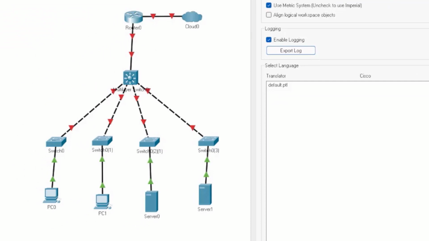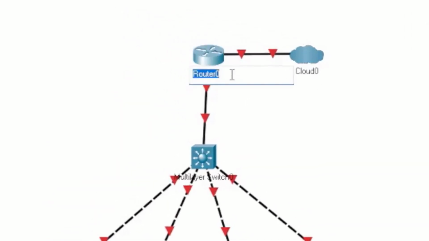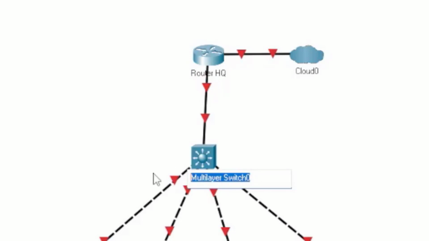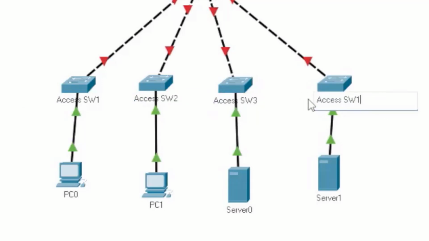Once you have it there, you can actually edit the name. Let's say this one, router 0. Let's say you put something like router HQ. Just double click on the name. This switch 1 will be access switch 1, then switch 2, switch 3, and switch 4. You can put something like PC1. Oh, there's a duplicate. So this can be server 2, this can be server 1, PC2, and PC1.